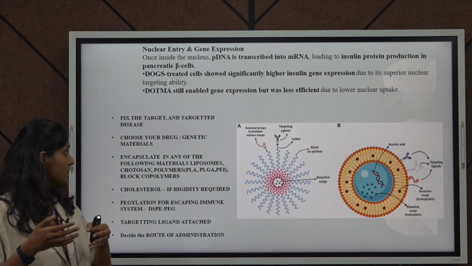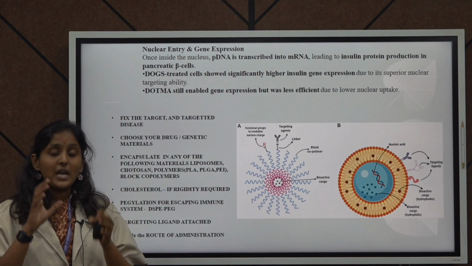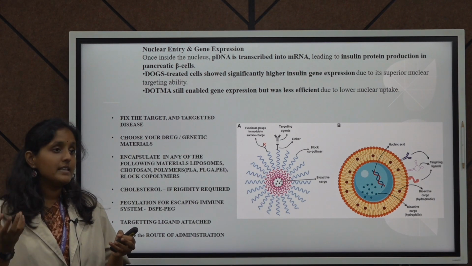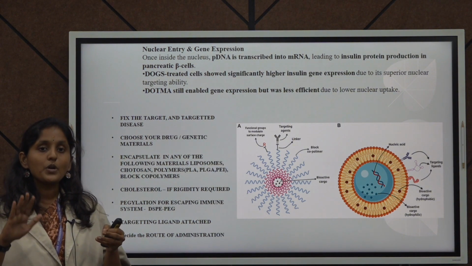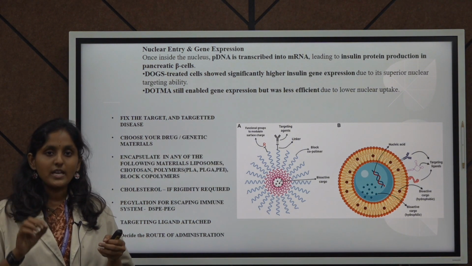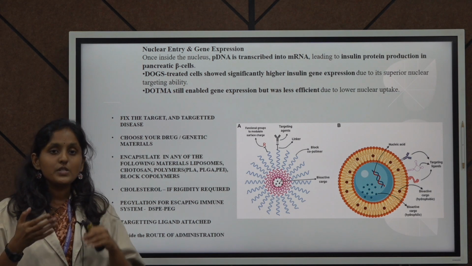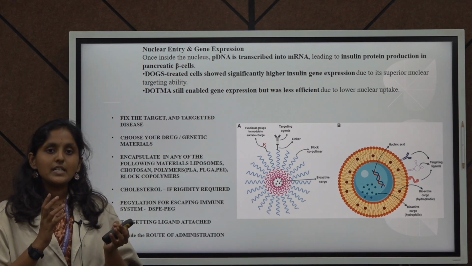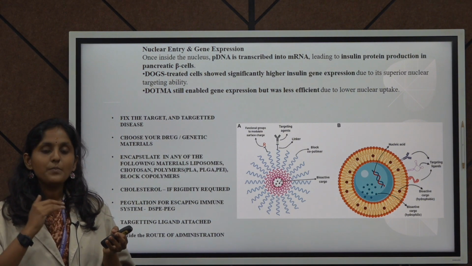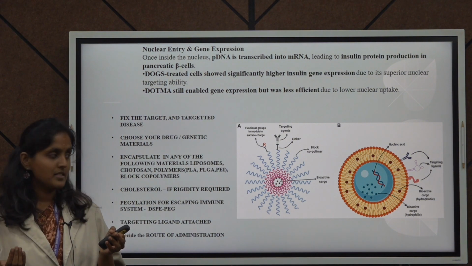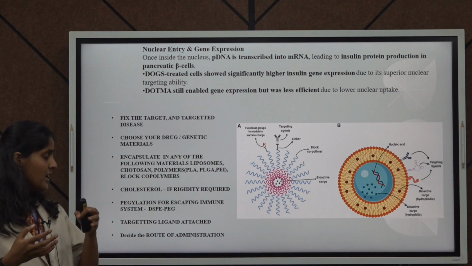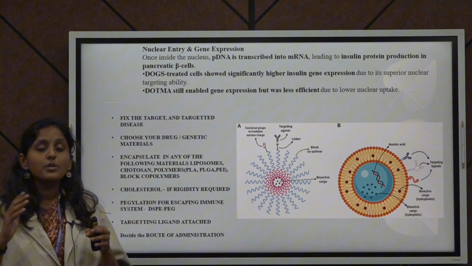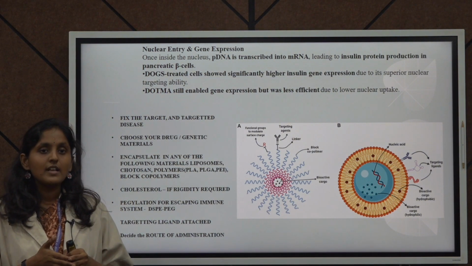And we have to encapsulate the plasmid DNA in any of the non-viral transfection agents that we have seen, and we are going to introduce a new step called PEGylation. PEG is polyethylene glycol, which will reduce the immunogenicity, that is, it facilitates the escape of the nanomaterials from the immune system, and it will help the molecule reach its target site. After that, a targeting ligand is attached, and once it is done, we are going to decide the route of administration. Thank you for listening.